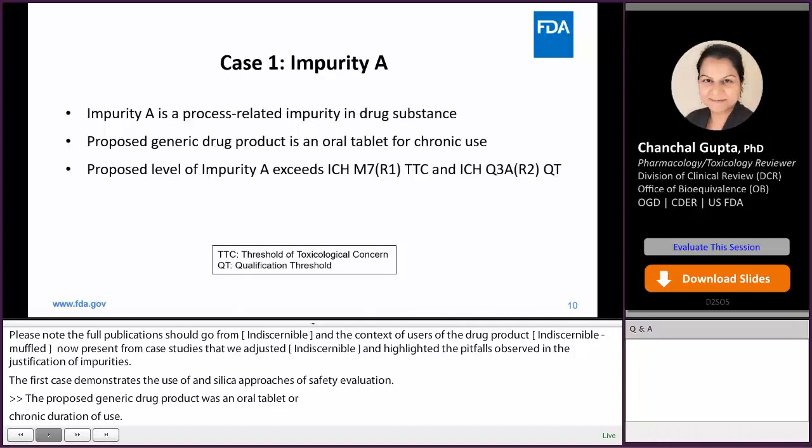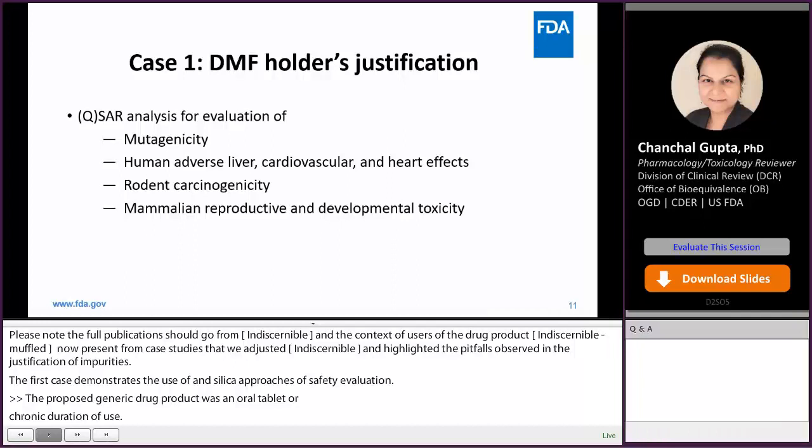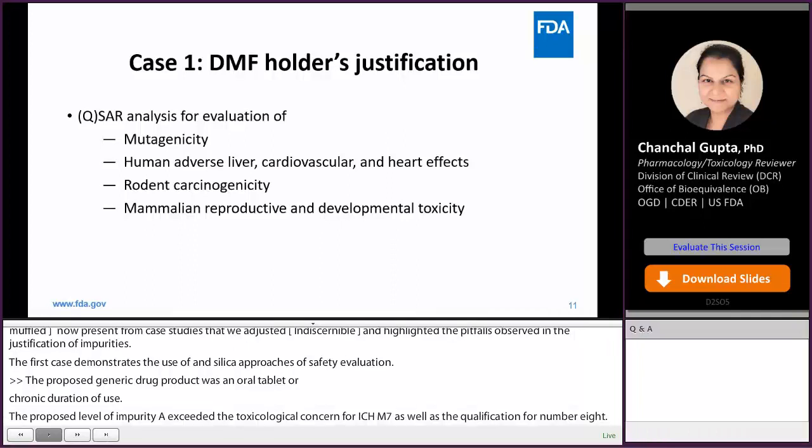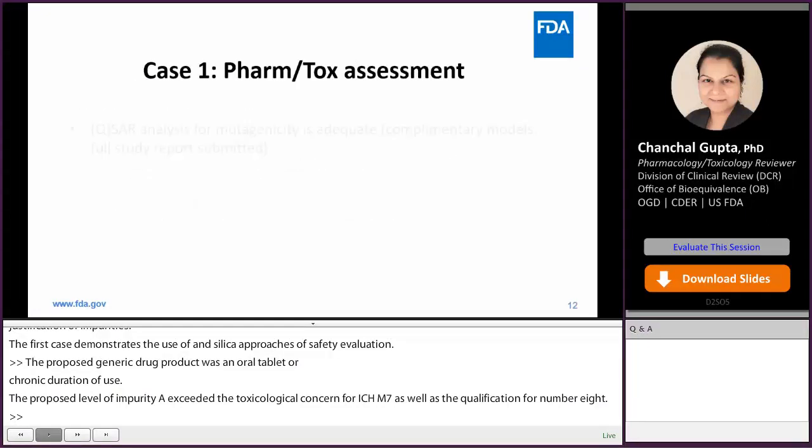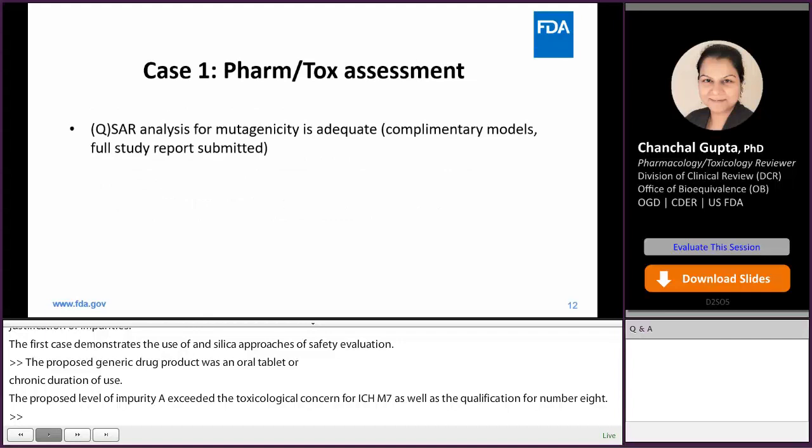per ICH-Q3A. To justify the safety of impurity A at the proposed level, the DMF holder performed QSAR analysis for evaluation of mutagenicity as well as general toxicity, including systemic, reproductive, and developmental toxicity, as well as carcinogenicity. Upon review, OGD-Pharm determined that the DMF holder's QSAR analysis for mutagenicity evaluation was adequate. Impurity A was predicted to be negative for bacterial mutagenicity, and hence it could be controlled as a non-mutagenic impurity.